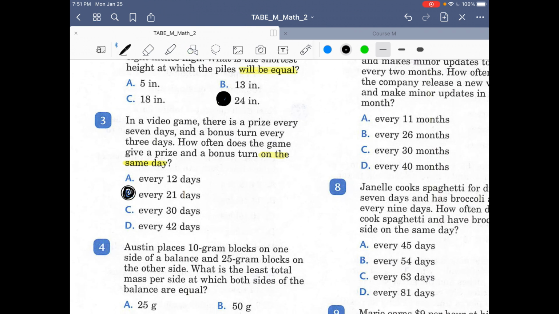So in the instructional video, I taught you how to find the least common multiple. We are applying that skill to the word problems. Word problems are always application problems, and that's why they're a little bit tougher.